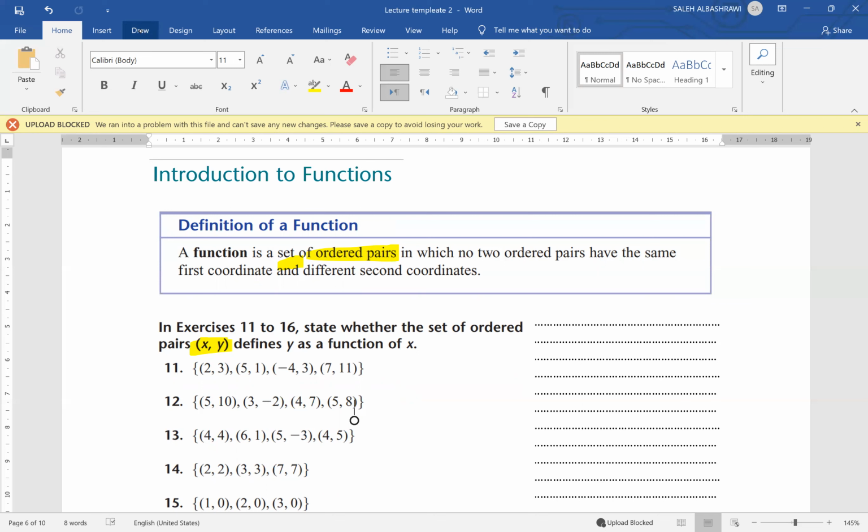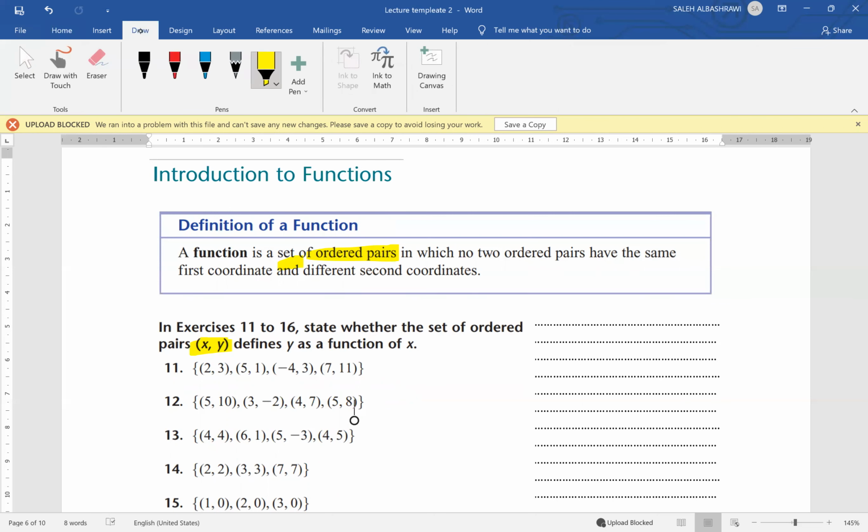In the first example, number 11, we need to check whether this is a function or not. I have to look at the first coordinates: 2, 5, -4, and 7. Since all of them are different, yes, this is a function. This set defines y as a function of x.